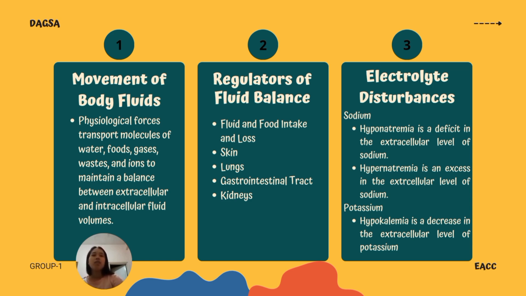Hypernatremia. This occurs when the levels of sodium in the blood are too high, which can lead to symptoms such as thirst, dry mouth, restlessness, confusion, seizures, and coma. Lastly, we have the potassium disorder, hypokalemia. This occurs when the levels of potassium in the blood are too low, which can lead to symptoms such as weakness, fatigue, muscle cramps, constipation, and abnormal heart rhythm.